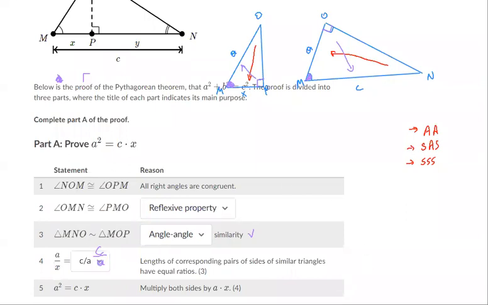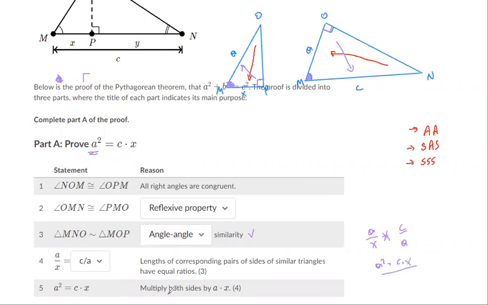And then we got that as our next step. So A over X is given. So let me write here, A over X is equal to C over A. But the question was asking to prove A squared. So if you do cross multiplication, A squared is equal to C times X, which is what we were trying to prove.